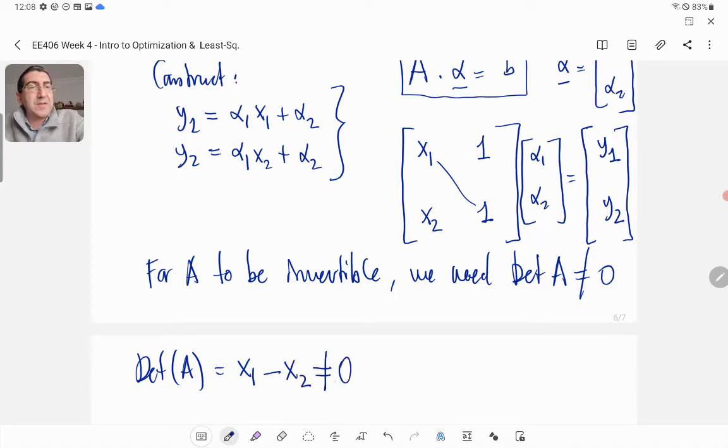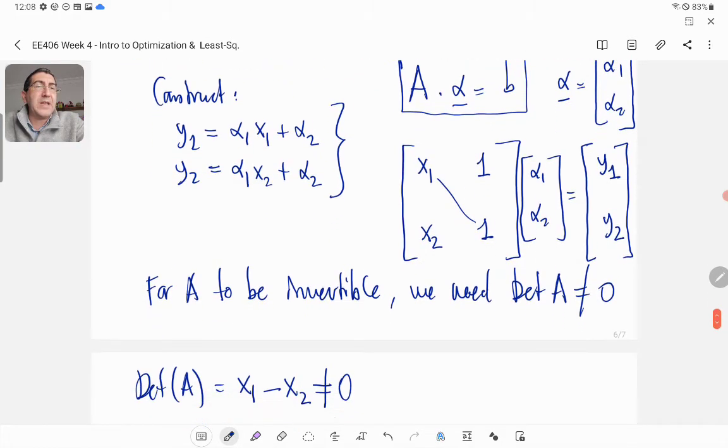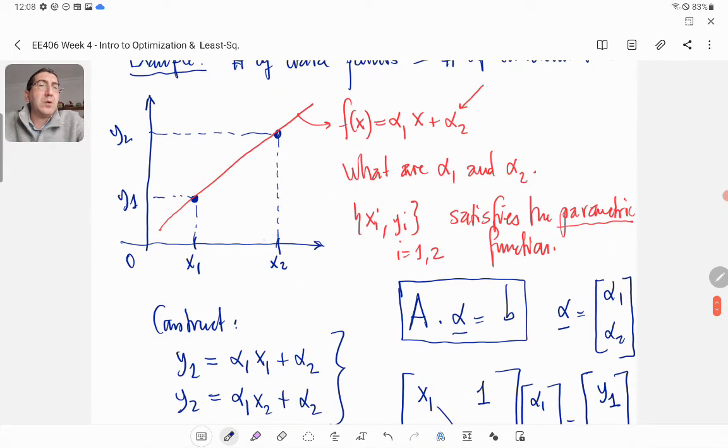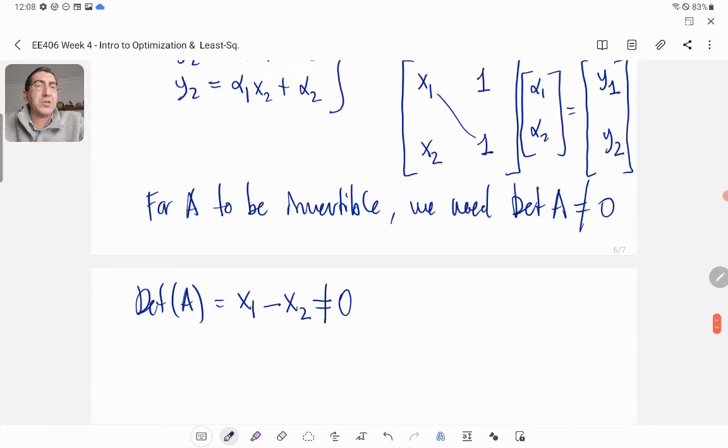That needs to be different from 0. Now, if you look at this, this is a very meaningful condition, right? If x1 is equal to x2, you don't have 2 points, but you just have 1 point. And if you have 1 point, there is no way you can uniquely solve this problem. In fact, there are infinitely many lines passing through this single point. So in order to have a unique solution for alpha 1 and alpha 2, I need to have this condition satisfied.